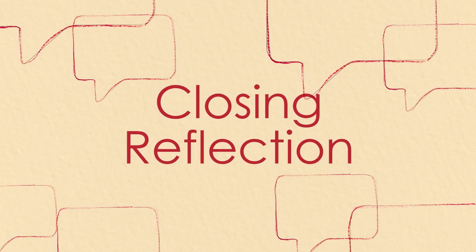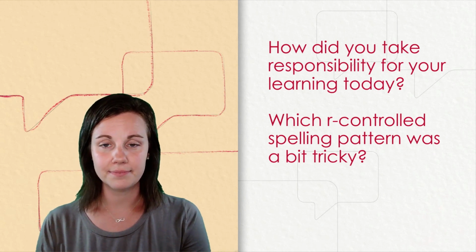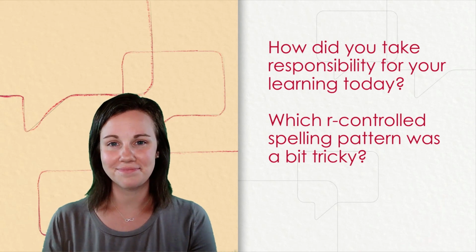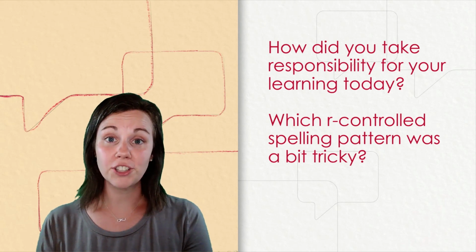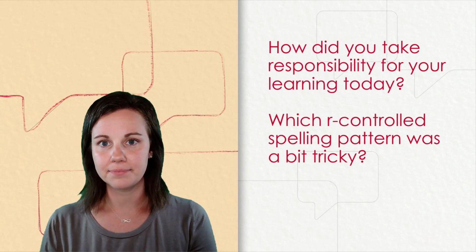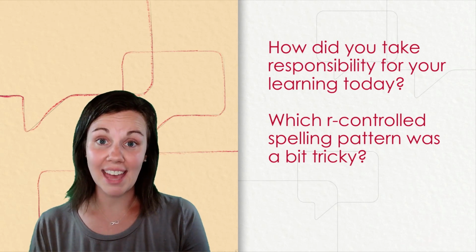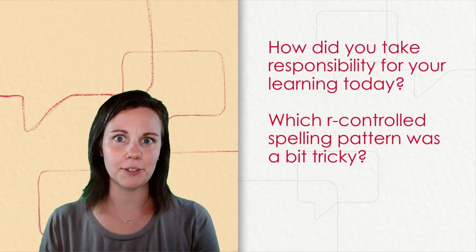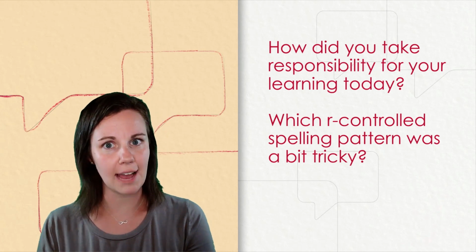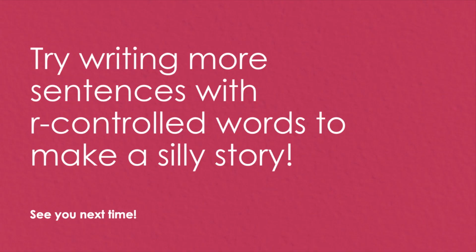Closing reflection. How did you take responsibility for your learning today? Which R-controlled spelling pattern was a bit tricky? I bet that ER, IR, UR pattern was the trickiest. It's confusing to have 3 different ways to spell one sound. Try writing more sentences with R-controlled words to make a silly story.